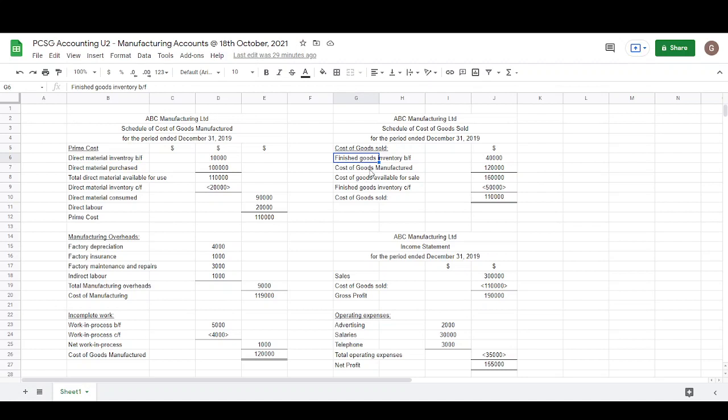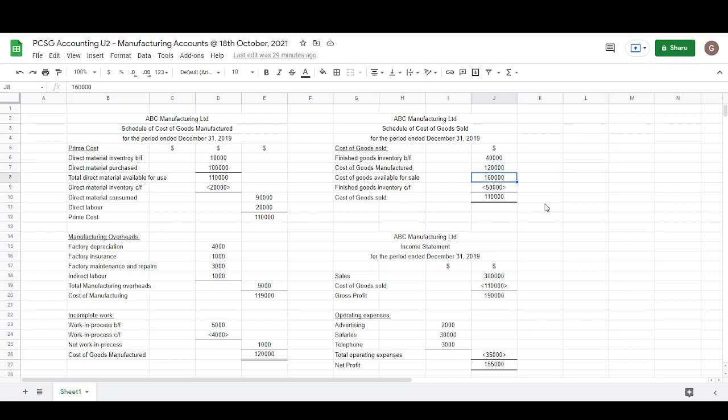This is 40,000. Then we would bring our cost of goods manufactured value from the previous schedule here, the same value, 120,000. We're going to add it to our finished goods brought forward inventory, and that's going to give us our cost of goods available for sale. Because if you think about it, the goods that we didn't sell at the end of the last period, we wouldn't discard them. We would keep them for this period for resale. So what we would actually have available for sale would be the combination of the ones we started and completed in this period and the ones we started last period and completed this period. So that's what this 160 represents.